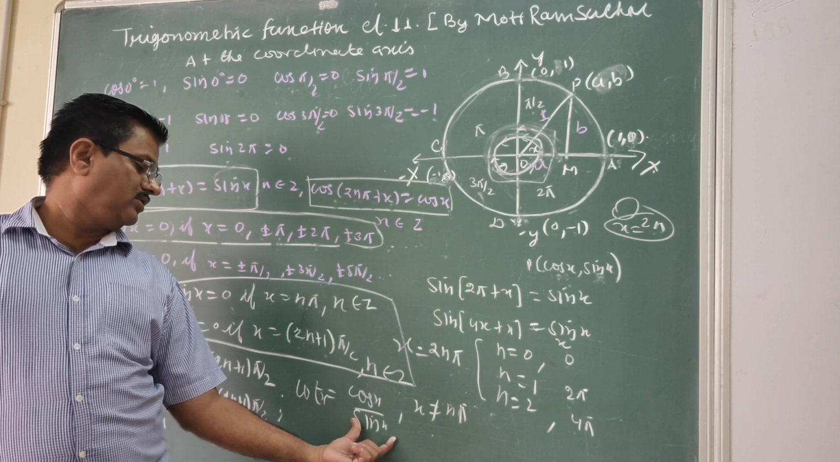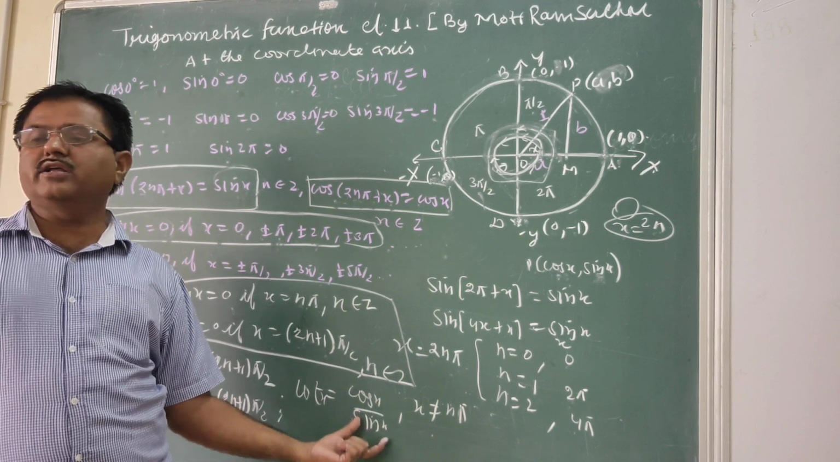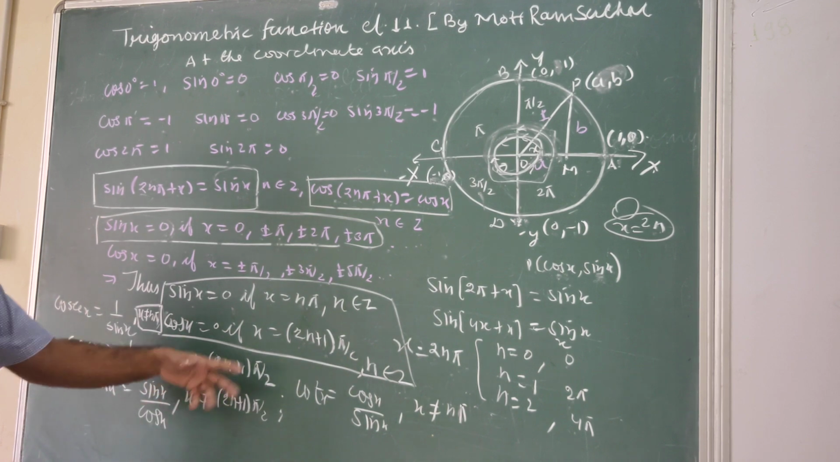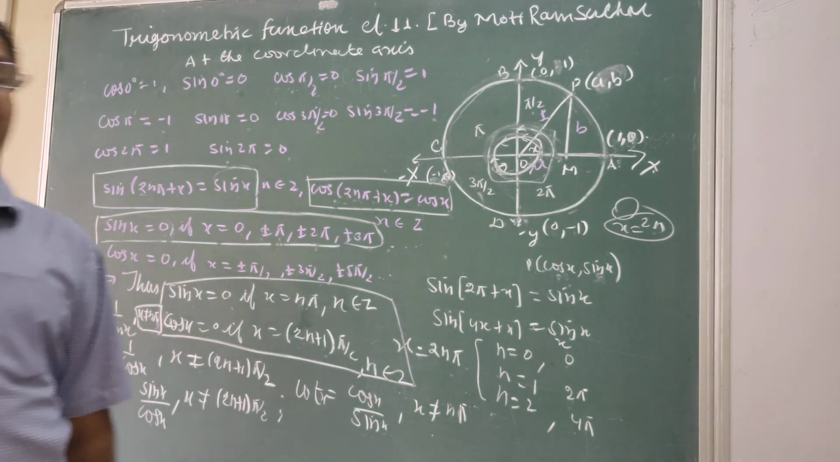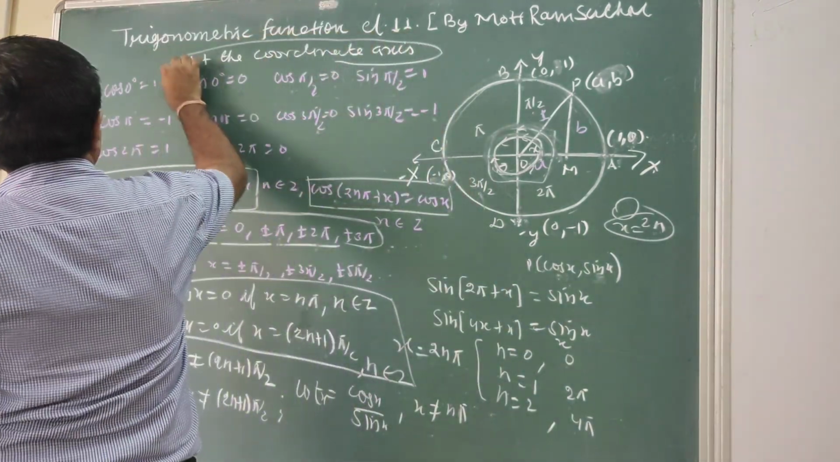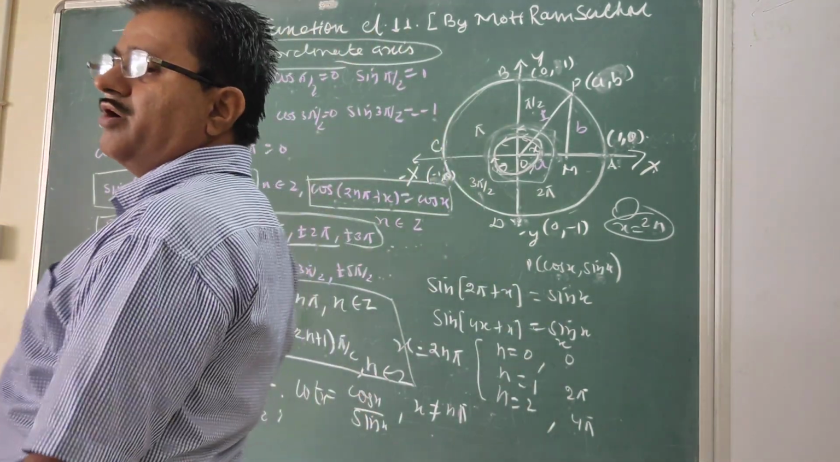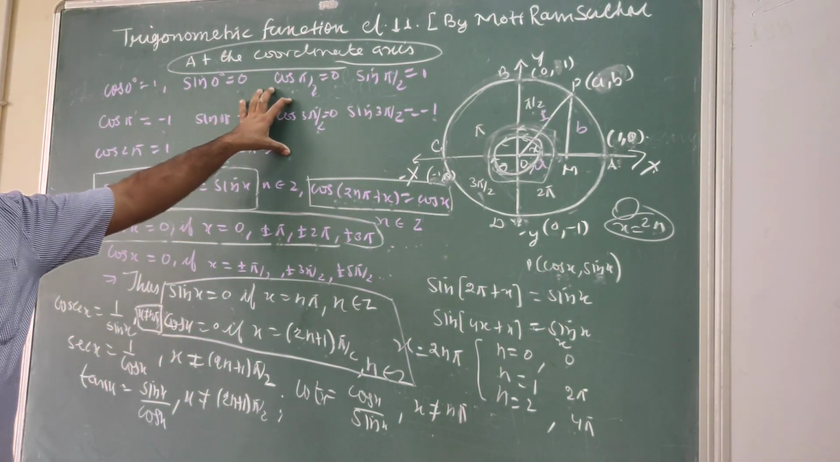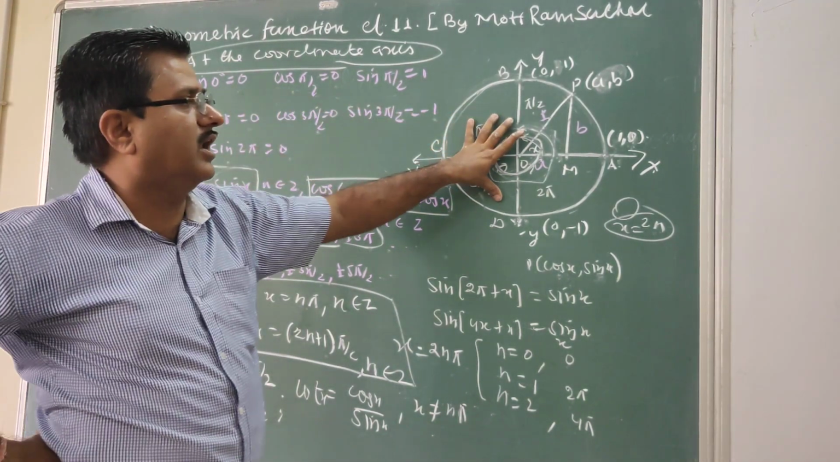So 0 divided by any number is not a determined form. That's why cot x. So we get all 6 trigonometric ratios: sin x, cos x, cosec x, sec x, tan x, and cot x. So at the coordinate axis, we have to find the value of all trigonometric ratios with the help of these formulas.